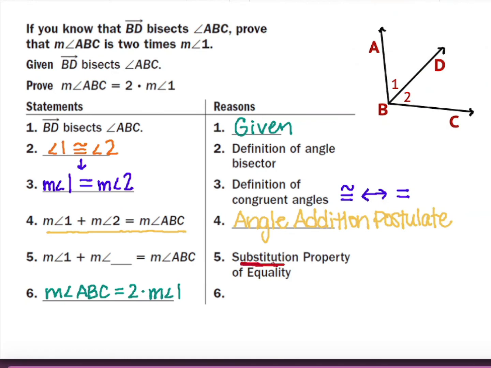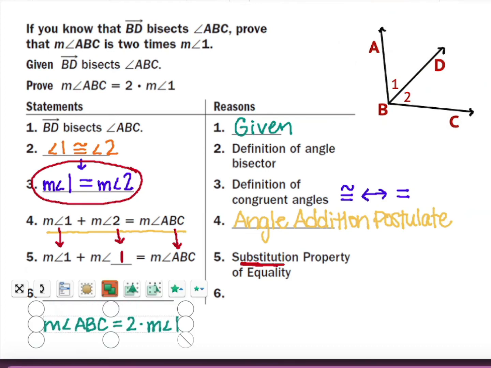Next, we've got the substitution property, which usually means we're taking an equation from a previous step and just changing a little bit. So angle 1 stayed the same, angle ABC stayed the same, but we're going to do our substitution or replacement right here. What could I replace for the measure of angle 2? And I would say, since the measure of angle 2 equals the measure of angle 1, I can put an angle 1 right there.